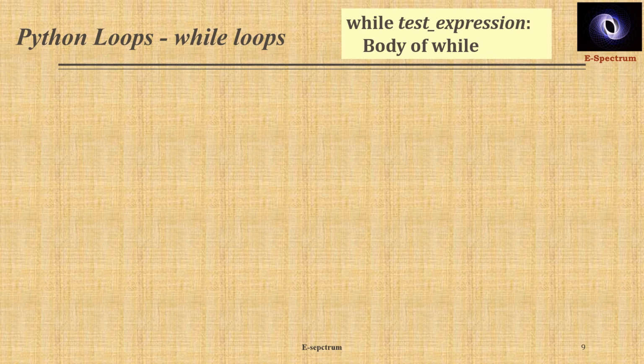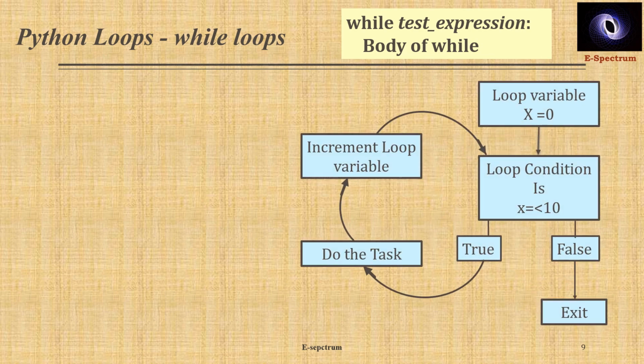The syntax of the while loop is: while test expression colon, body of the while. So how is the while loop executed? Let us take an example. I have a loop variable x initialized to 0. The loop condition is that x is less than or equal to 10. When this condition is true, I am supposed to perform some operations and increment the loop variable.